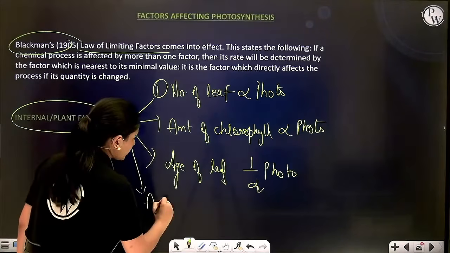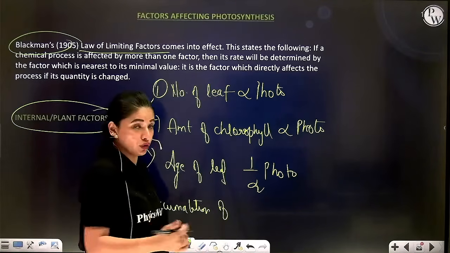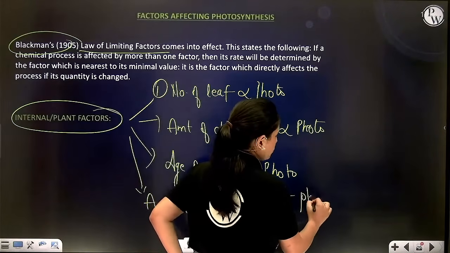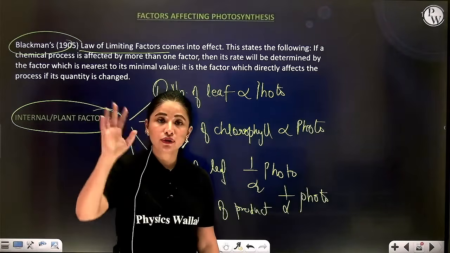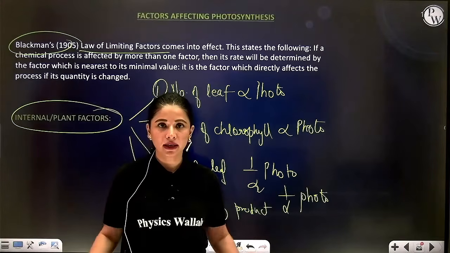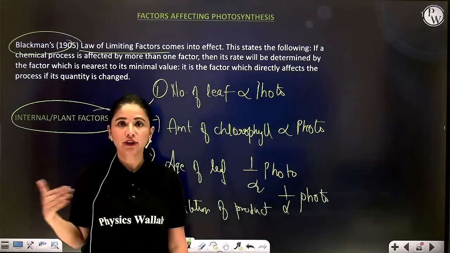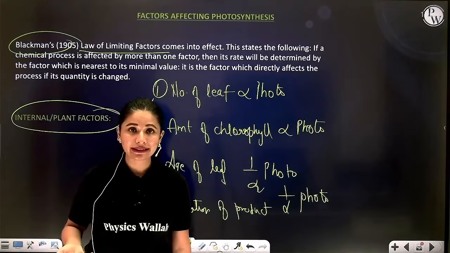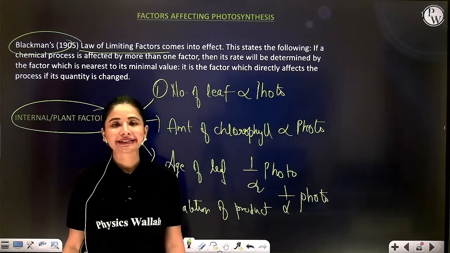Next is accumulation of product. What is the product of photosynthesis? Glucose. Now if the leaf cells already have a high amount of glucose, then why will they produce more glucose? If mother has already prepared food at home and it is in bulk, will you order more food from outside? No, because there is already so much food at your home. So if leaf cells already have a high amount of sugar, if they have accumulated sugar, then that is going to reduce the rate of photosynthesis automatically. It is like feedback inhibition.